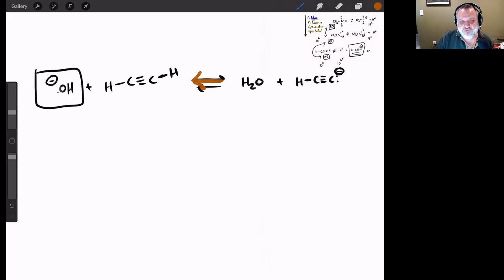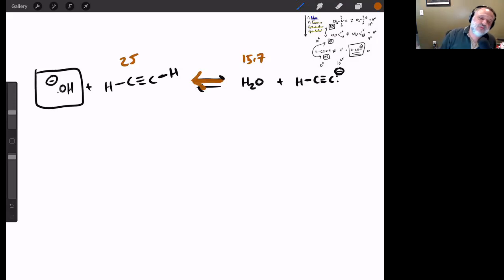And again, this is borne out by the pKa's. The pKa of this is 25. The pKa of this acid would be 15.7. And we say that the equilibrium favors the side with the weaker acid. And so in this case, the equilibrium favors the product side, 25 larger than 15.7. So everything is working out fine for us there.